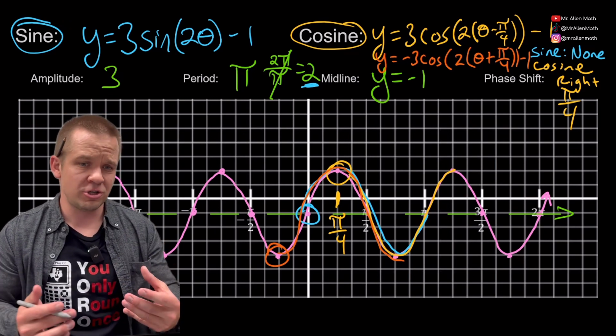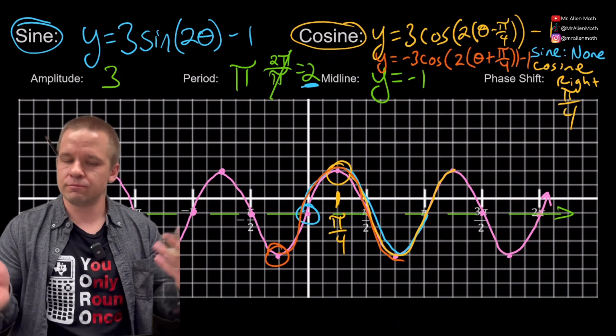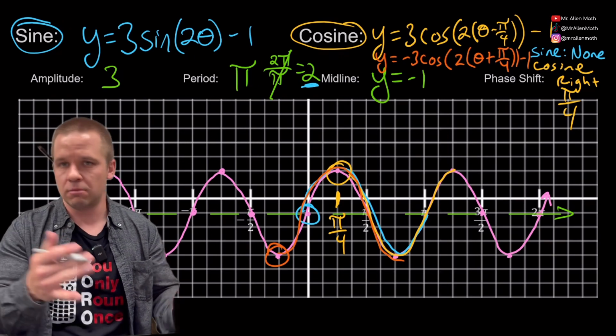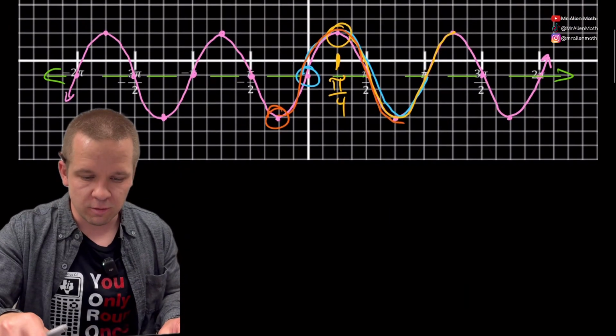If I can avoid a phase shift, I'm going to avoid a phase shift like the sine one there. There's no reason to phase shift for sine, so I'm just going to leave it right there at 0. Cool? Awesome. Wonderful. Any questions? Okay, no, we're going to move on.